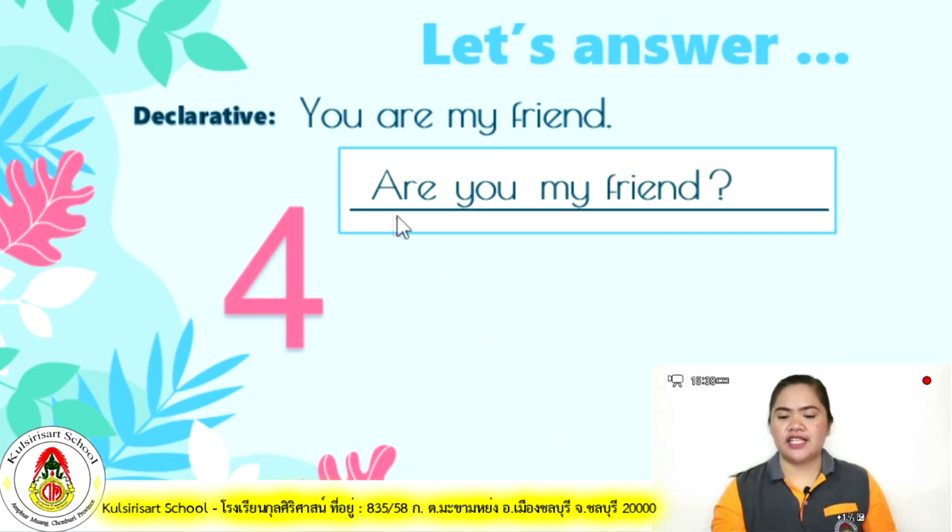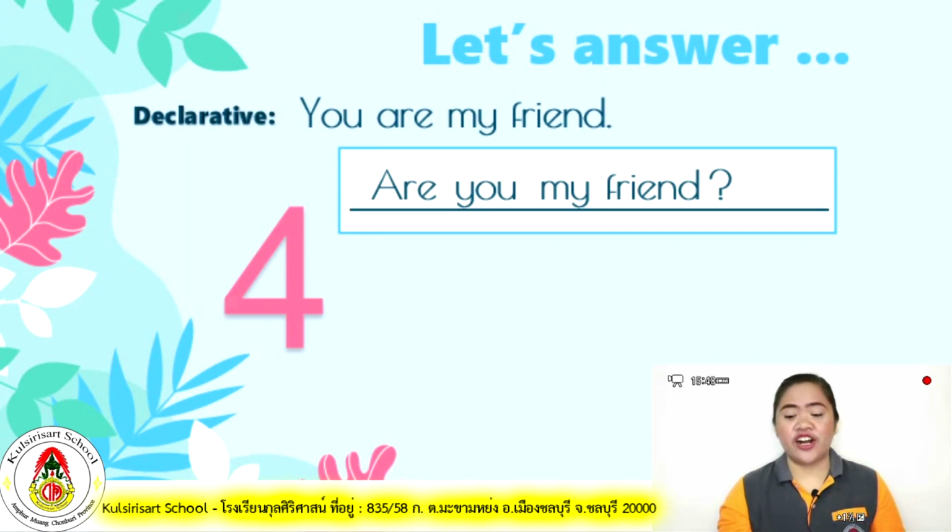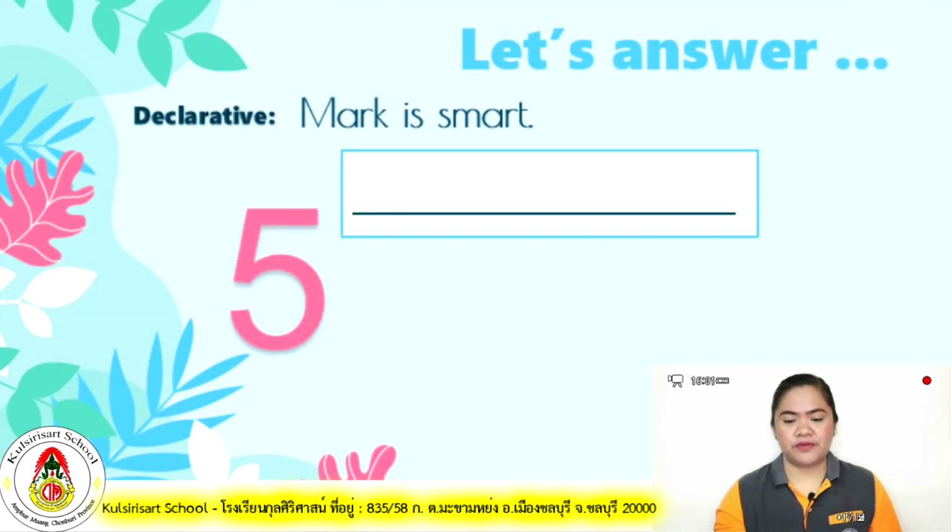Now, can you read this for me? The correct answer is? Okay, are you my friend? How do you read it? Okay, are you my friend? It should be answered by, yes, I am your friend, or no, I am not your friend. Okay, next, we'll have this. Mark is smart. Again, read it. Mark is smart. So what should be the correct yes or no question form for this sentence?